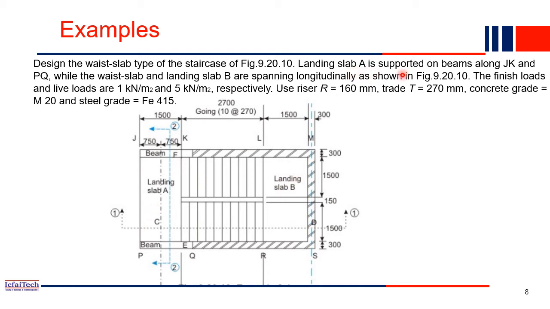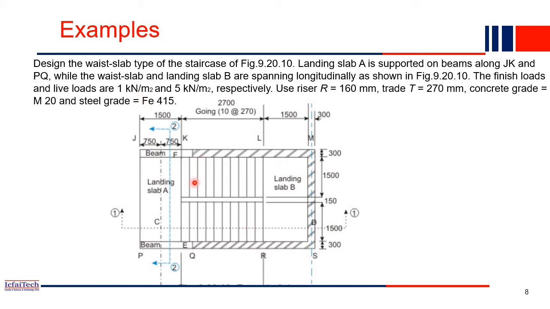Right. So landing A is supported on a beam along JK. So this landing slab is here, right? So this is the landing slab. So the landing slab is supported on two beams. So one beam is at JK, another beam is at PQ, right? The JK and PQ. While waist slab and landing slab B are spanning longitudinally as shown in figure. Okay. So the floor finish and live load is given to us.